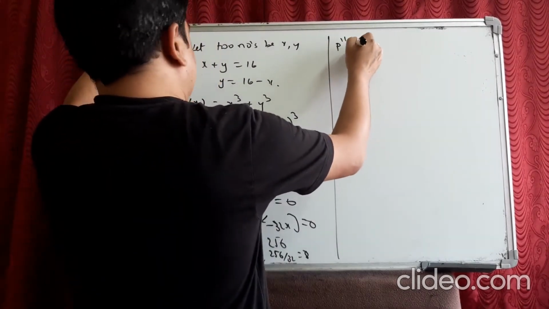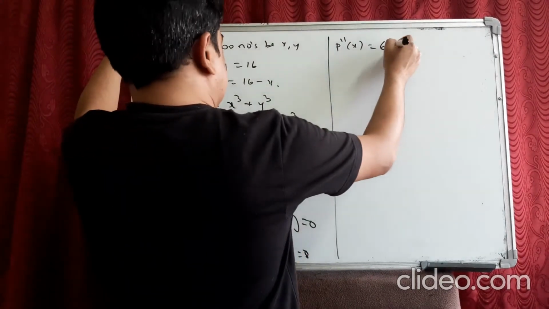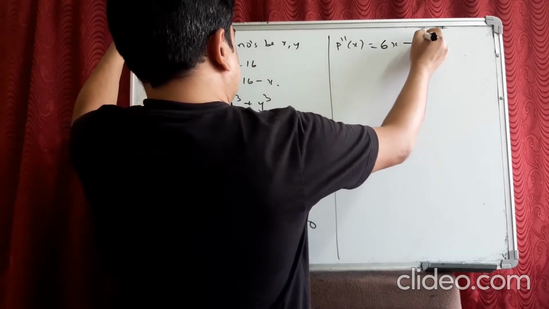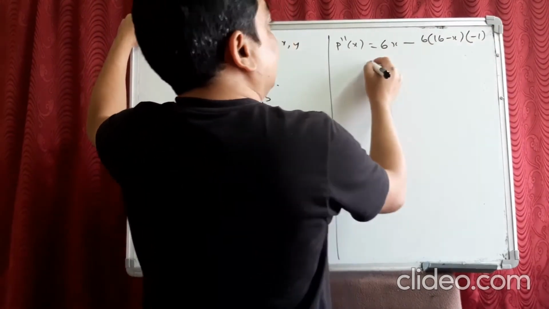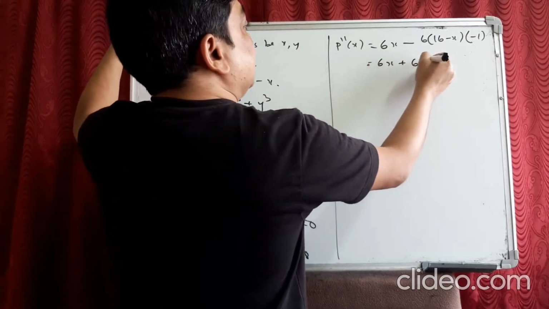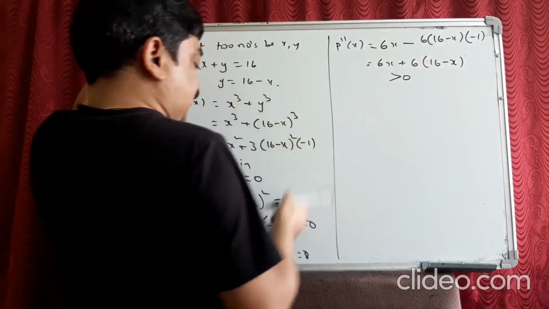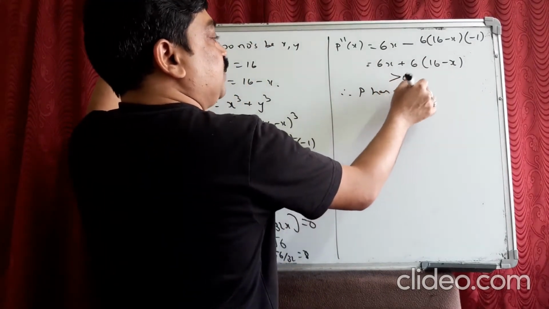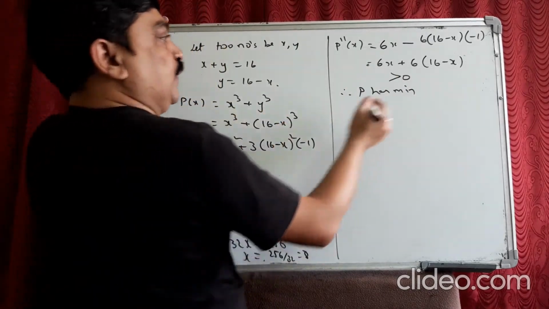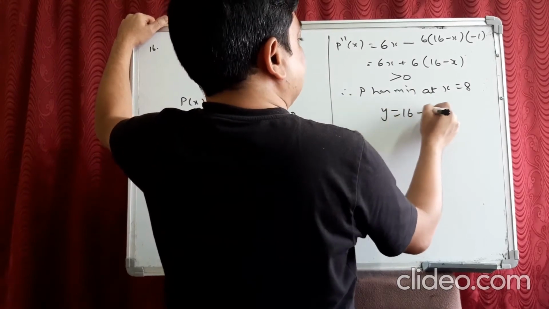When x is 8, let us go with the double derivative. P double dash of x is again the derivative of this: 6x. Again it becomes minus 6 into 16 minus x into minus 1. So it becomes 6x plus 6 into 16 minus x. So it becomes positive when you substitute x as 8. Therefore P has the minimum. What is P? This one, x cube plus y cube, minimum at x equal to 8. When x is 8, y is 16 minus 8.